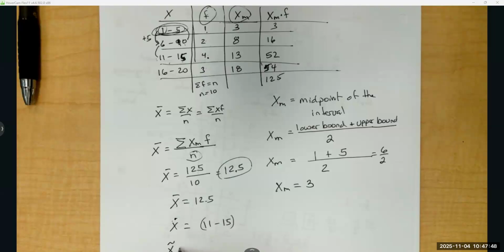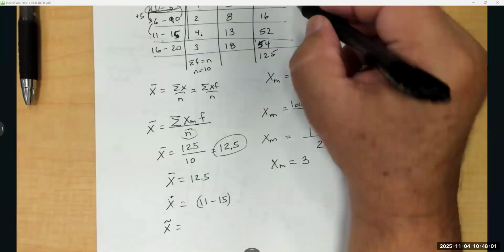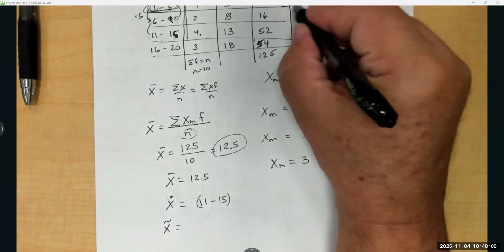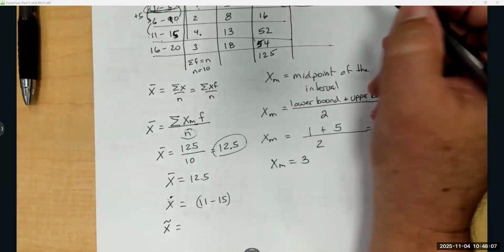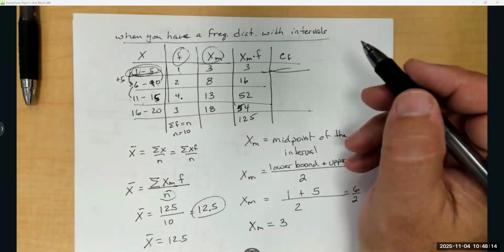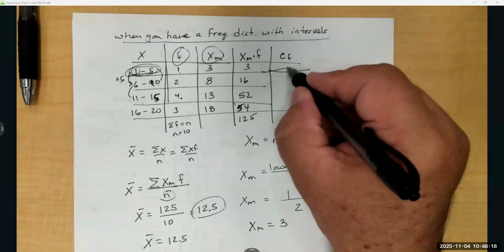And for the median, we do the same thing we did last time. We have to get a cumulative frequency. So in the first cumulative frequency, what number goes there? Oh, I'm sorry. Thank you. It looks good here under my screen. So what number goes here under the first CF?